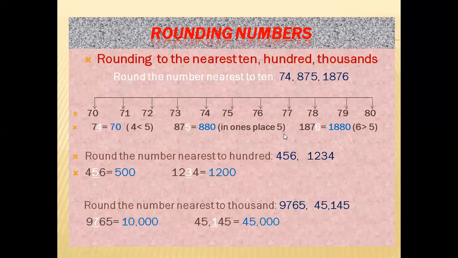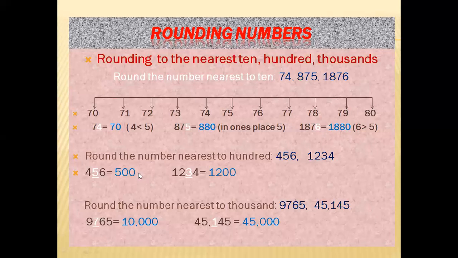Understood now? This is about rounding to the nearest 10. If you round a number to the nearest 10, you have to see the ones place, and if the digit is 5 or greater, meaning 5, 6, 7, 8, 9, add 1 to the tens place digit. So 1876 changes to 1880.